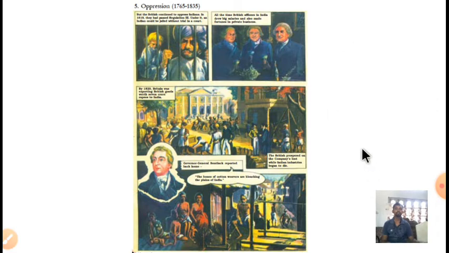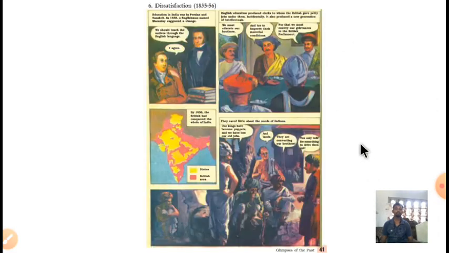Next point is dissatisfaction. Number 6, dissatisfaction. Indians were not satisfied with the British rule. They were tortured, they were put inside the jail. So now many Indians planned to fight against the British people. They were not satisfied at all, and almost all parts of the country were captured by the East India Company, and they were ruling the country.